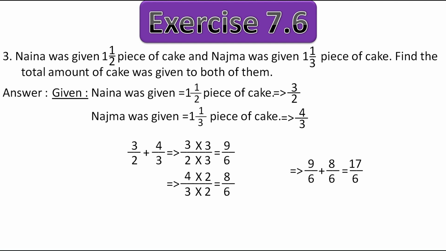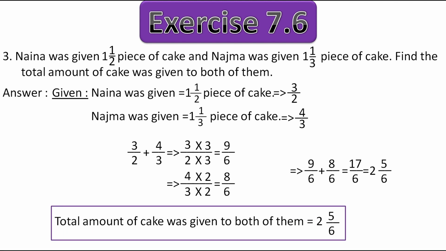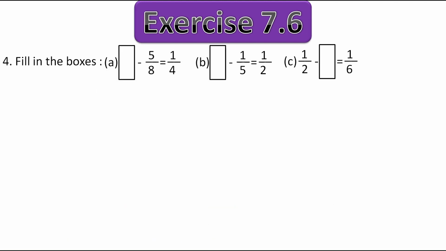Okay. As they have given us in mixed fraction, we have to convert this improper fraction into a mixed fraction. So 2 5 upon 6 is the answer. So the total amount of cake given to both of them is 2 5 upon 6. Okay. Now let's move to the next question, that is fill in the boxes.